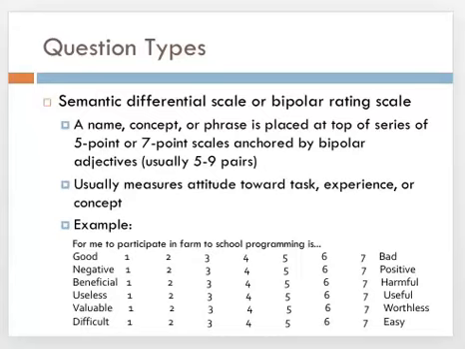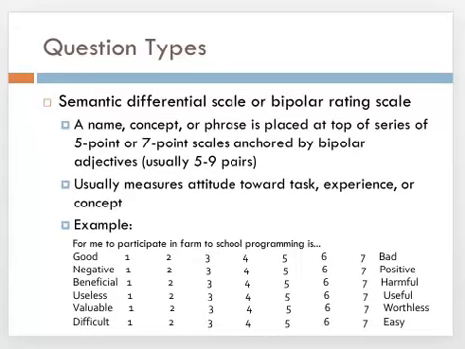So here's an example. For me to participate in farm-to-school programming is good, bad, negative, positive, beneficial, harmful, useless, useful, valuable, worthless, difficult, easy. I have 6 bipolar adjectives that describe easily what someone's attitude would be toward participating in farm-to-school programming. You'll notice, though, that you rotate between a positive and a negative score. That is intentional.